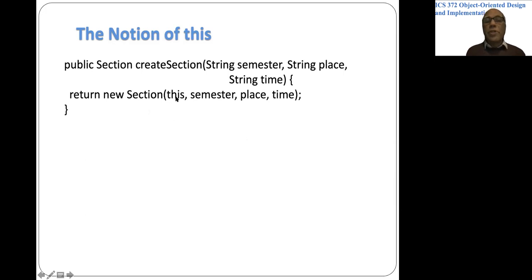Okay. So for example, here, I'm creating a section, new section, and then I'm writing this here. This means whatever object is in play here, if you call C1.create section, then this is C1. It is like saying me or I. You don't normally refer to yourself by your own name, right? So you would say I or me, give it to me, or I am going to Minneapolis, that kind of stuff. So this is essentially that, whichever object is executing this method.